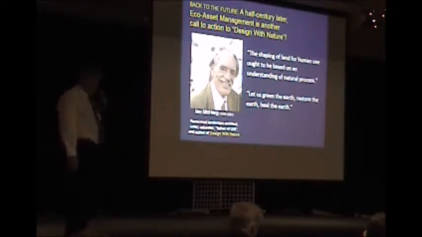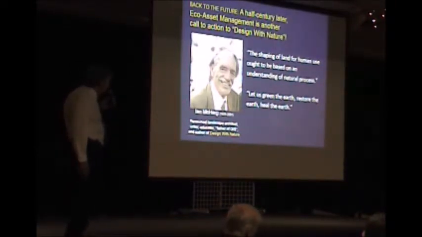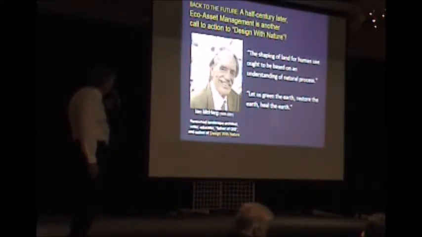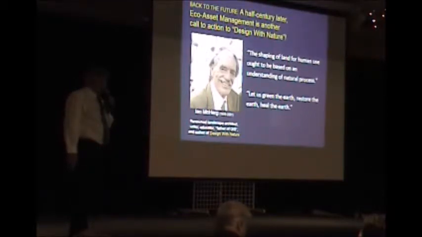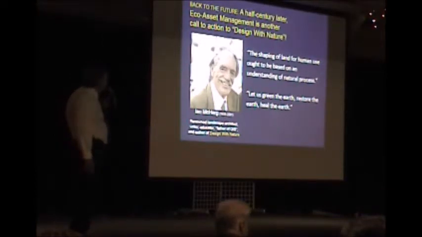So thinking of what Bob said last night, if you look at that quote from Ian: the shaping of land for human use ought to be based on an understanding of natural process. But how about the last part? Let us green the earth, restore the earth, heal the earth. Ian McHarg has had a tremendous influence on people. While he's most famous for Design with Nature as a landscape architect, he also is considered to be the father of GIS because he introduced the layered approach. So half a century ago, it's back to the future.